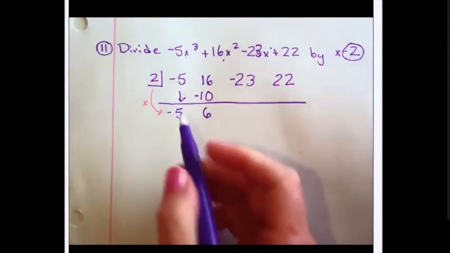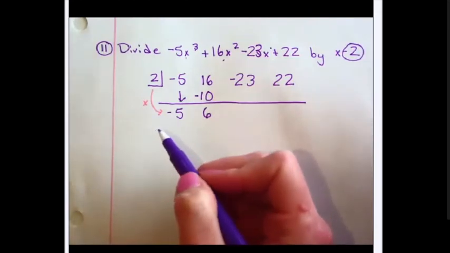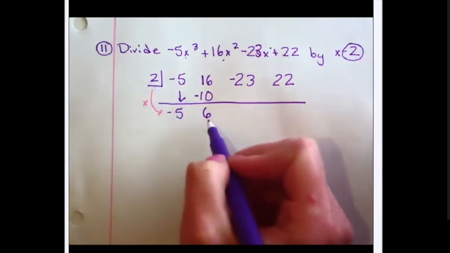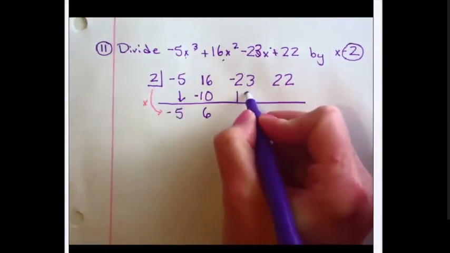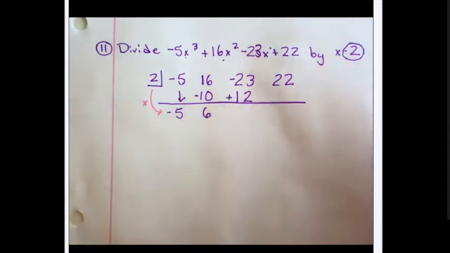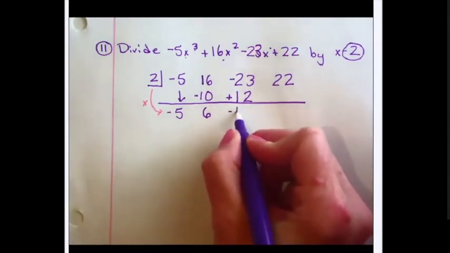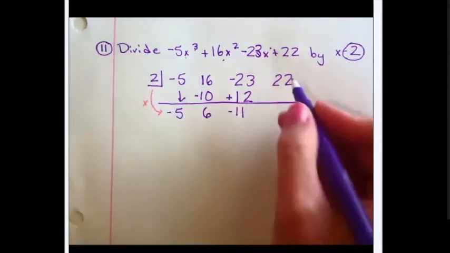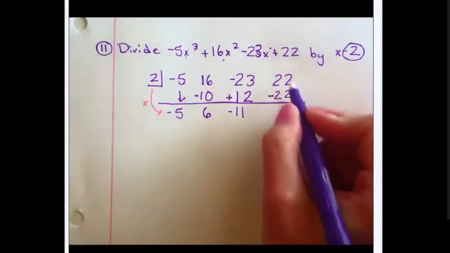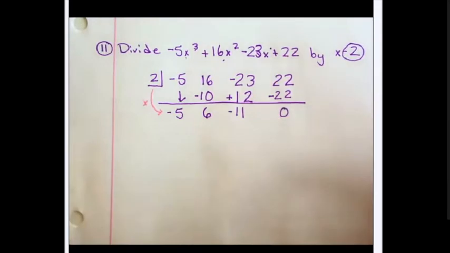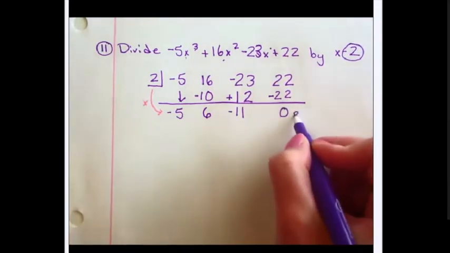So if we can make it a simplified problem, that's definitely what we want to do. So from here, we're going to multiply 2 times 6 gives us 12. And if it helps, if it's a positive, go ahead and write a plus so you remember to add. So I've got -23 plus 12 is -11. And then 2 times -11 is -22. So look what happens here. 22 minus 22 is 0. So that means we have a remainder of 0.